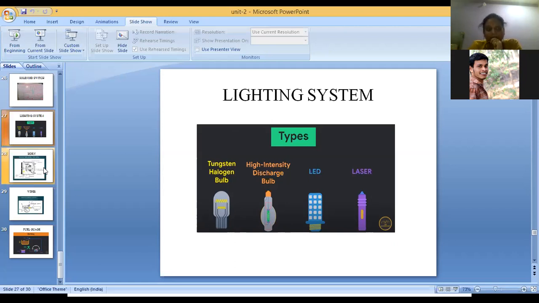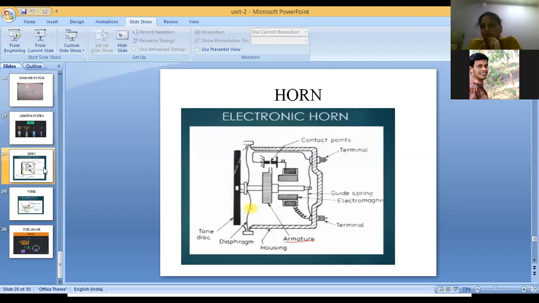Next one is horn. Take the example of common blades which we use. When you push it like this, it will create some sound. Similarly, here you have a diaphragm. When you move this diaphragm, it will create sound, and this sound will get turned into a nice music with the help of the tone disc.